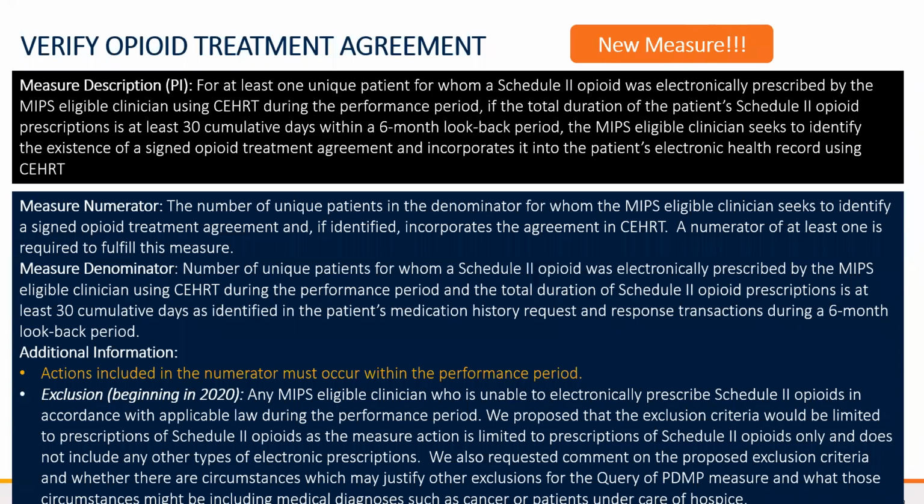Okay, so that was a fun programming call, working that out with our folks. What are we looking at to judge all those things? The prescription's at least 30 cumulative days within a 6-month look-back period. So we've got some pretty sophisticated math that's happening to let us know, do we need to do this or not? So again, the numerator here is the number of patients in the denominator for whom you have incorporated this signed, and you only have to do it for one patient.